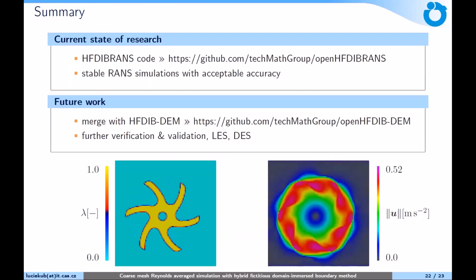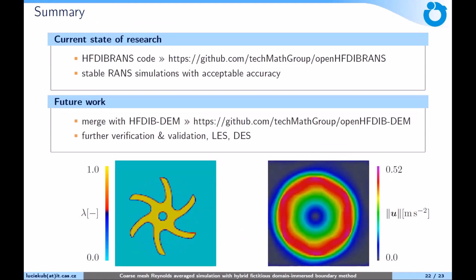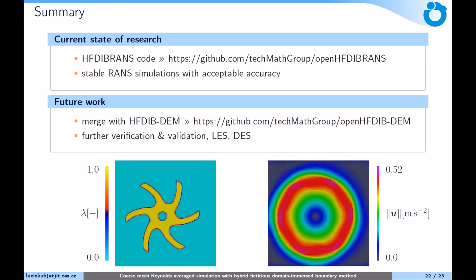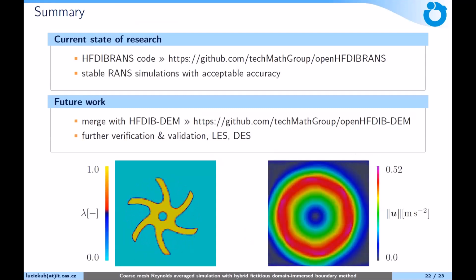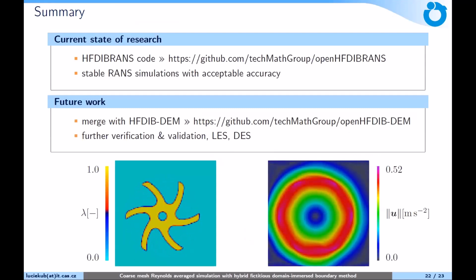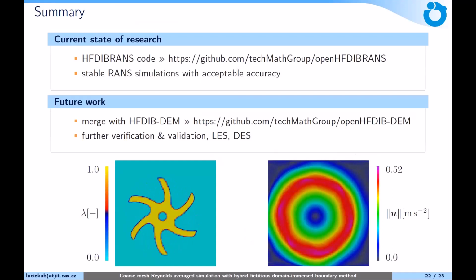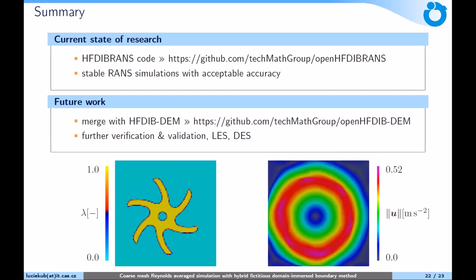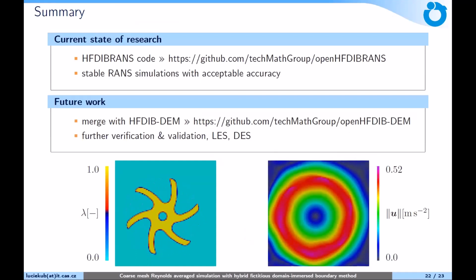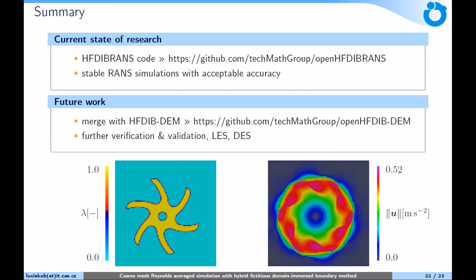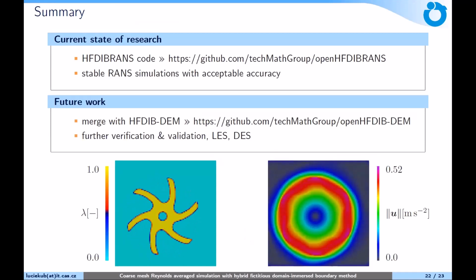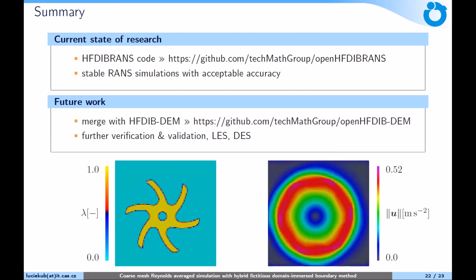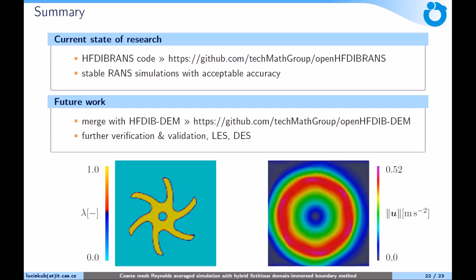And if I conclude, we have a simulation code that can do Reynolds average simulation with the immersed boundary method, and it's available. It's open source, and it can run stable simulations with acceptable accuracy. But there are some flaws that need to be improved. And in future work, we would like to merge it with our main branch, with the particles moving, and also do some further verification and validation. And lastly, implement also the LES and maybe DES approaches.